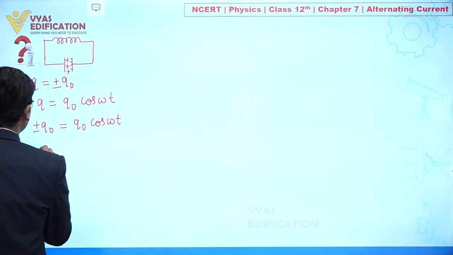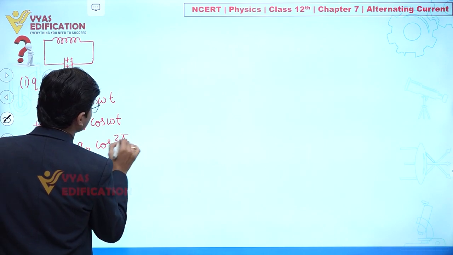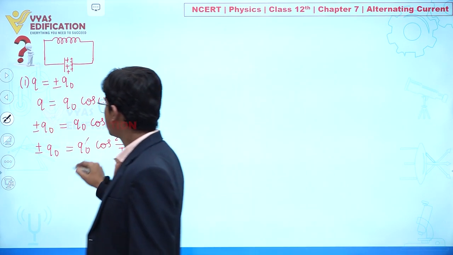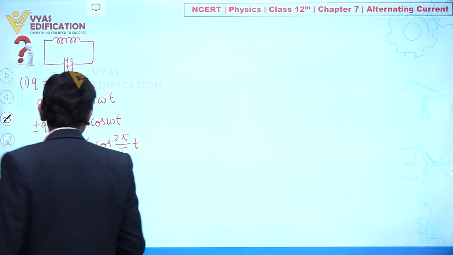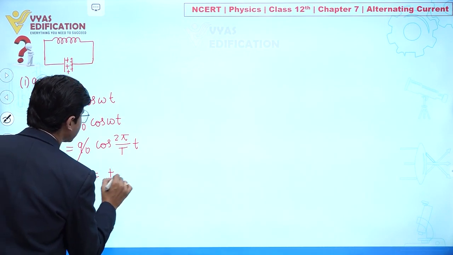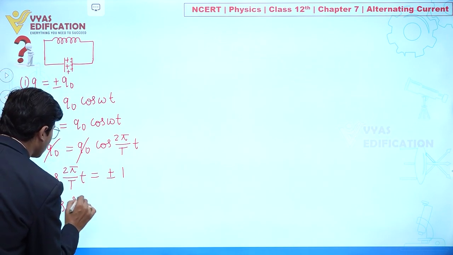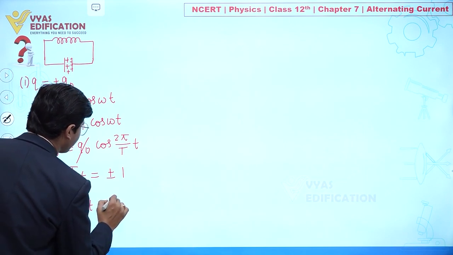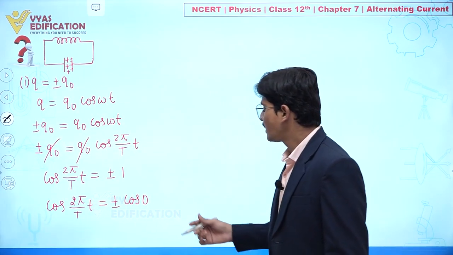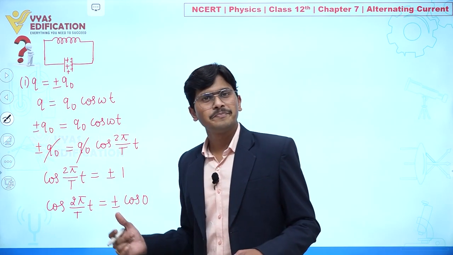Clear? So from here I can write plus minus Q naught is equal to Q naught cos of 2 pi by T multiplied with t. Now Q naught and Q naught cancel out. So cos of 2 pi by T multiplied by t is equal to plus minus 1. Or we can also write this as plus minus cos 0. Now cos 0, it may be cos pi, yes or no? We can say this is cos 2 pi.